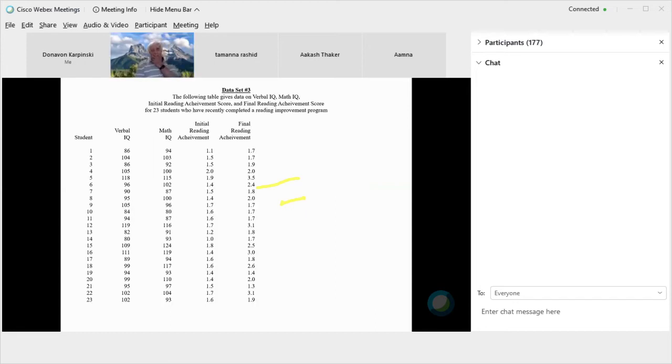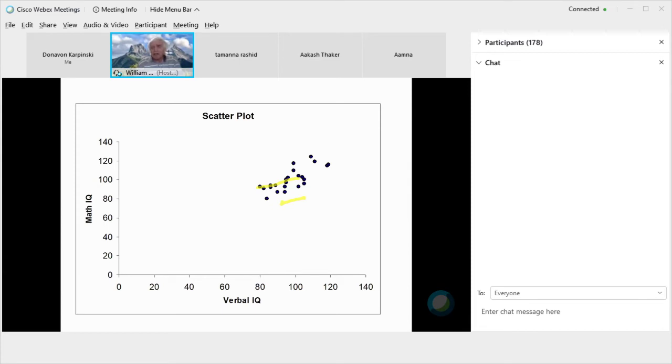Here's some data. It's collected on 4 variables: verbal IQ, math IQ, initial reading achievement, final reading achievement. If I wanted to plot that, I'd need 4 dimensions in order to plot. I can plot 2 variables at a time: verbal IQ and math IQ. There's a scatter plot of verbal IQ and math IQ.